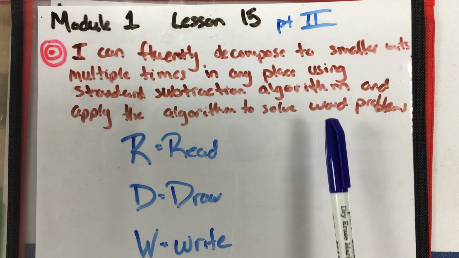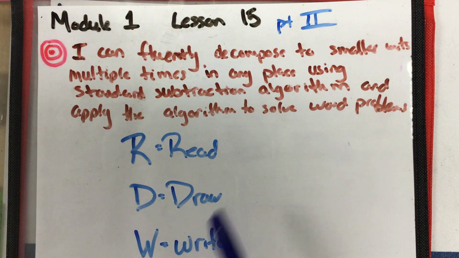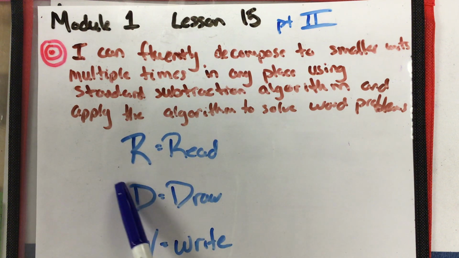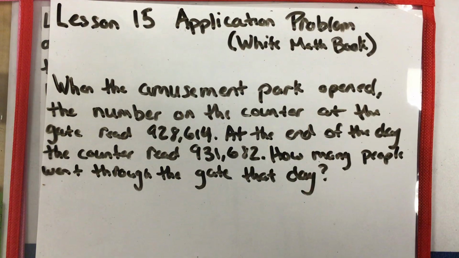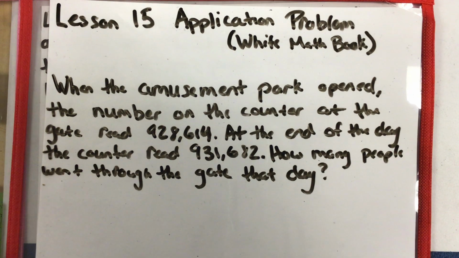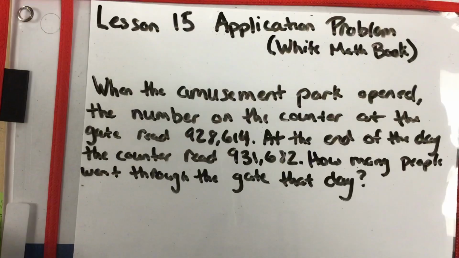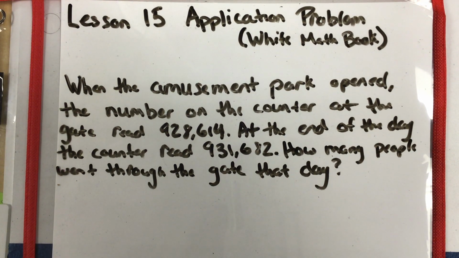And remember, when we were talking about solving word problems, we want to use the RDW strategy to help us understand the problem by reading it, drawing a picture so we could see it, and write an answer as a sentence so we know exactly what we were trying to find. Now, let's start off with one of the problems. And if you have your white math book for the application problems, you can look right there for it. Or you can take this time to pause the video and read the problem to yourself, okay?